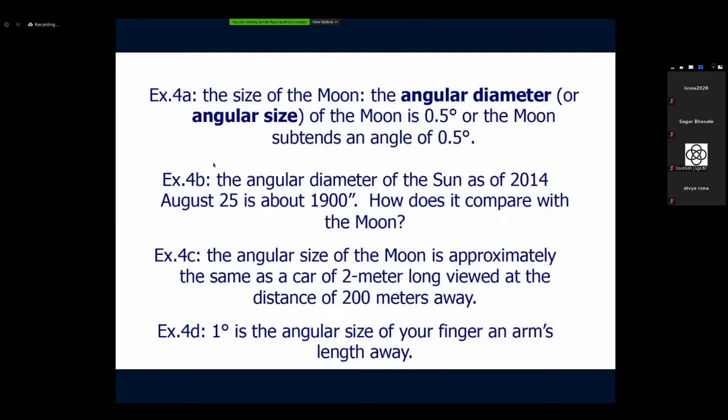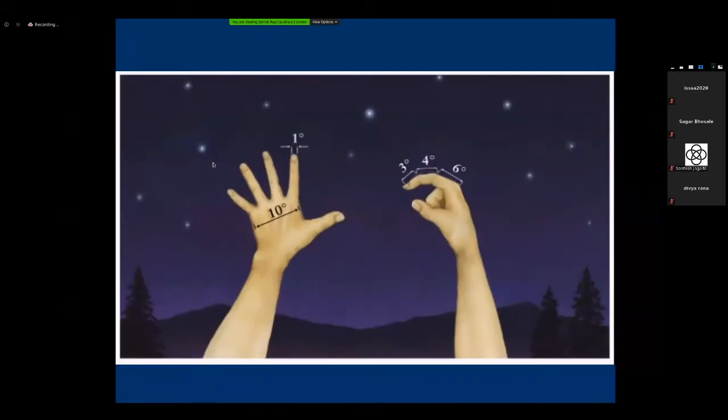So you can work out various things to see how these angular sizes correspond to things you see at a distance. How can you measure these distances? For example, here is a textbook picture of how to remember how big things are.